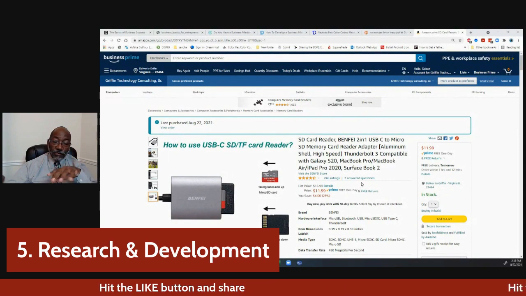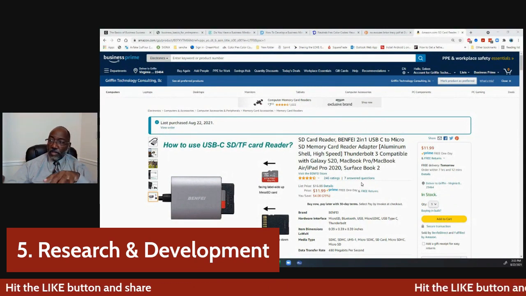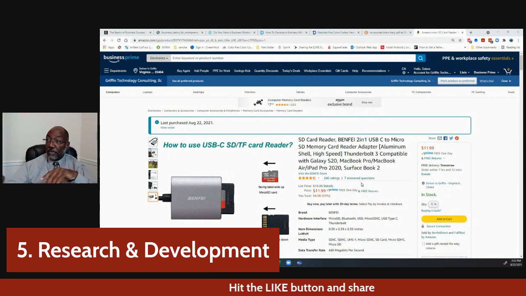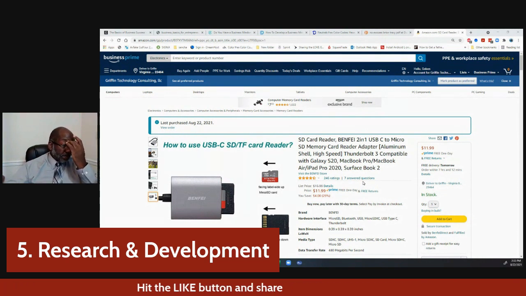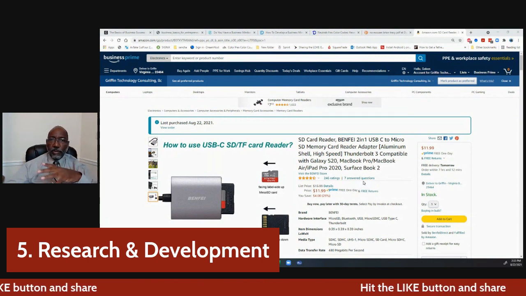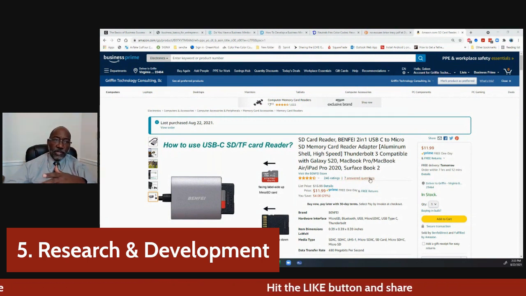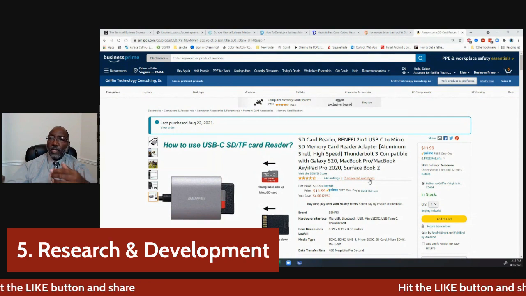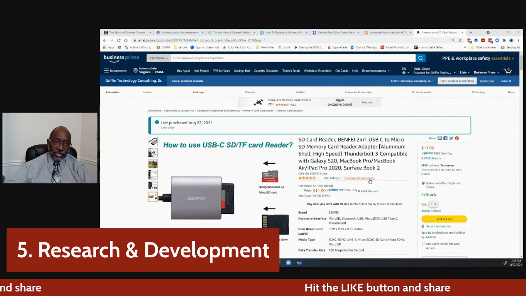So I scan that stuff with that thing, save it to the flash drive, and I got plenty of SD cards floating around here. So I didn't even need to buy a new SD card. I got plenty of 32 gigabyte ones and 64 gigabyte ones and all of that. So in your research and development, what new products and services and how you're going to innovate and compete with the competition.